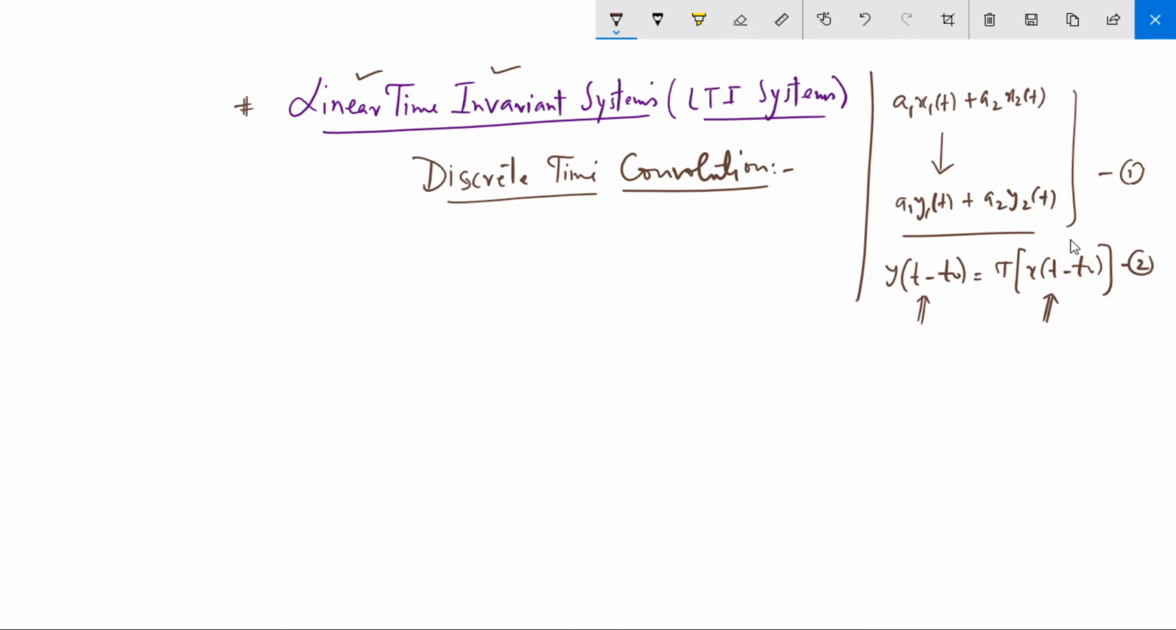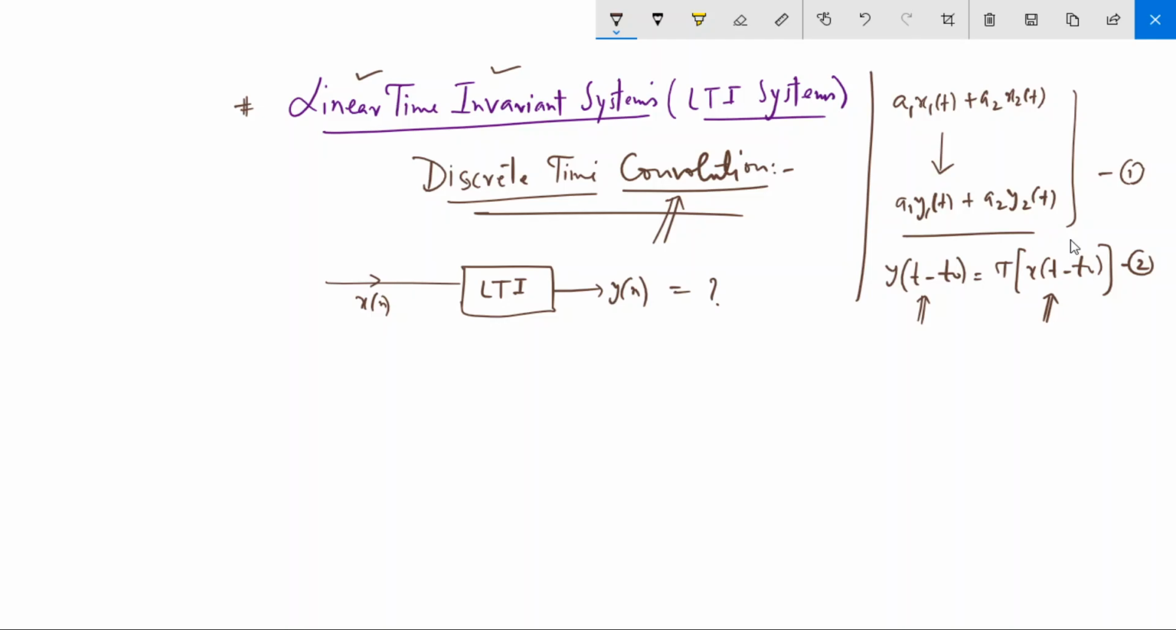Okay, now how to find the response of such a system? So you have an input sequence x[n], you apply this to a system which we now assume is a linear time invariant system. So how to compute the output of the system? This output is basically computed using convolution.